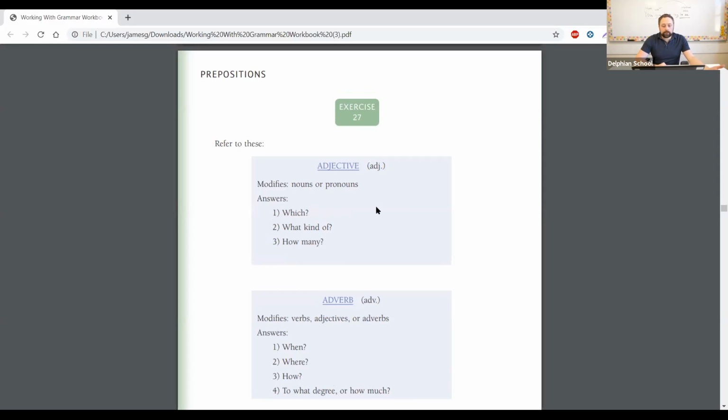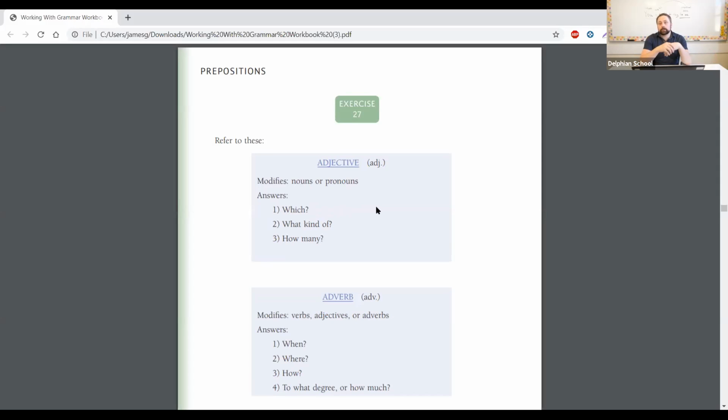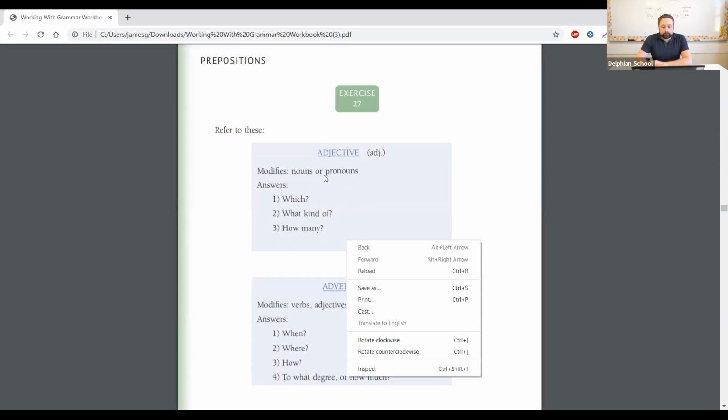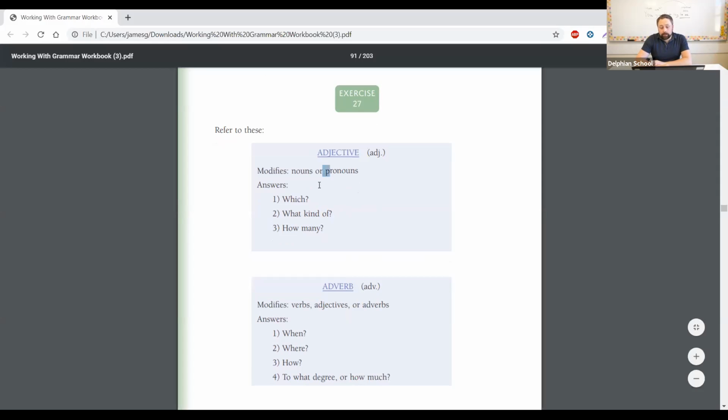So when you're dealing with prepositional phrases or just modifiers in general, this right here is your list to go off of. If you're wondering if it's an adjective or if it's an adverb, this is what tells you. If it's modifying a noun or pronoun, it's an adjective. If it's modifying a verb, adjective, or other adverb, it's an adverb.